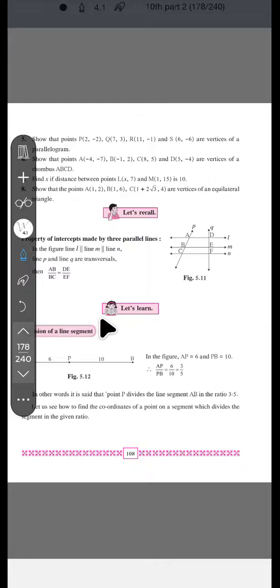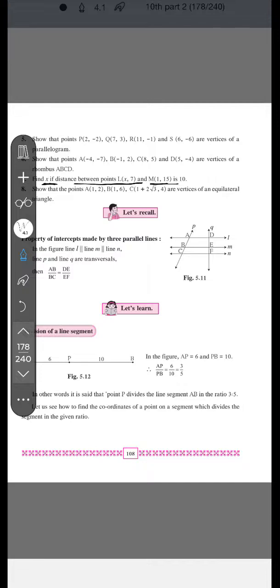What does the question say? Show that... no, question number 7: find the x if the distance between L (x, 7) and M (1, 15) is 10. See student, it's very easy and you have to understand it.